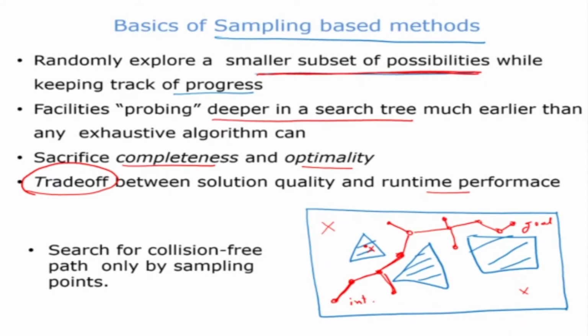So this is basically how we do our sampling based methods, by searching for collision free paths only by sampling at points. As I was explaining, first we sample possible points, meaning they are not inside an obstacle. Then we connect these points by possible paths and make this network, and then try to go from the initial point to the final point.